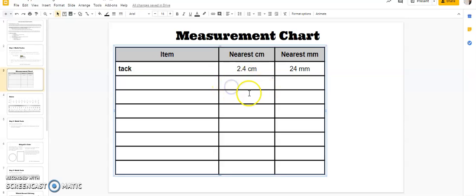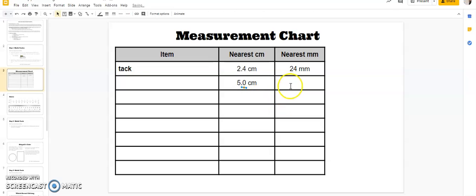So what if I measure something that is exactly 5 centimeters? How else can I write the number 5 if I'm writing it as a decimal? I can write it as 5 and 0 tenths. So then I can move to find my millimeter. I can move it over 1 to the right, and then I would have the number 50.